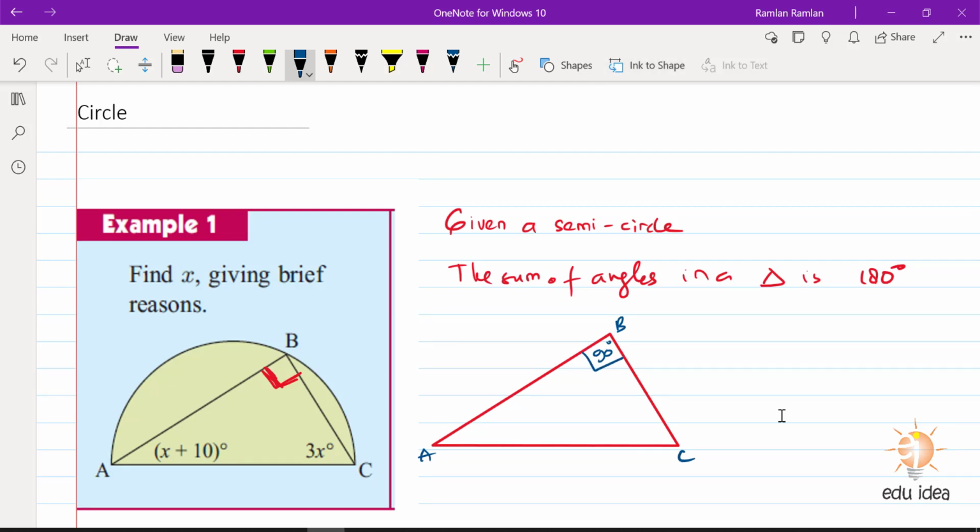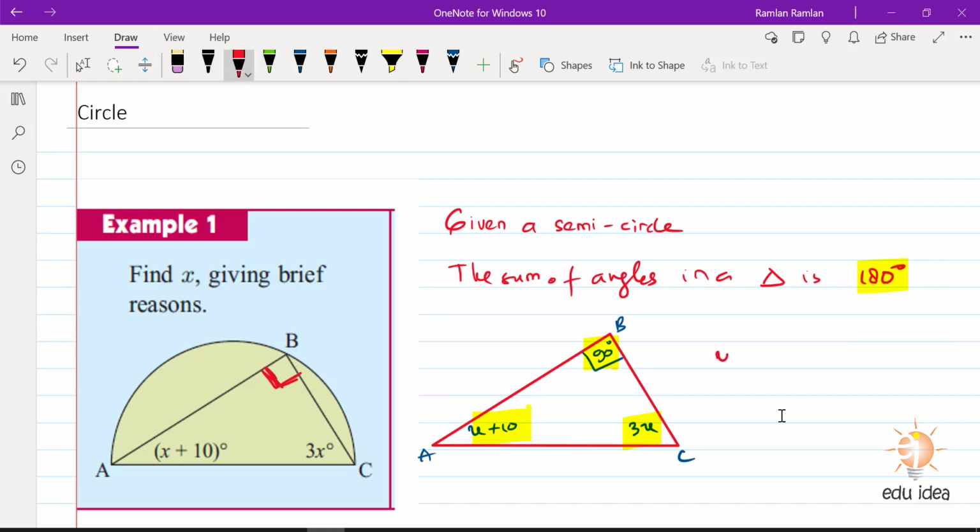Okay, now this is x plus 10, and this is 3x. Because we know that the sum of angles in a triangle is 180 degrees, if we add this angle plus this angle plus this angle, it will always be equal to 180 degrees. And from that, we can construct an equation.